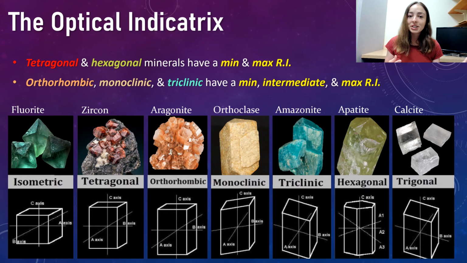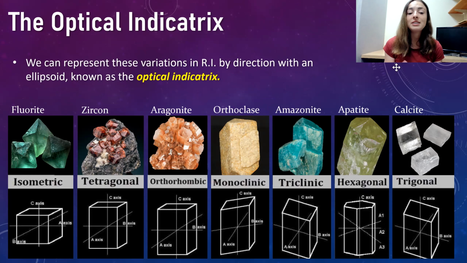Now that you've watched that, you understand what RI is and that some minerals have multiple RI values and some don't. Those that don't are isometric, and we're not going to be talking about those today. However, those that do can have 2 RI values, a minimum and a maximum, such as tetragonal and hexagonal minerals, and some have 3 values, a minimum, intermediate, and maximum RI. These RI values vary depending on the direction that the mineral grain is oriented and the direction that light is passing through that grain.